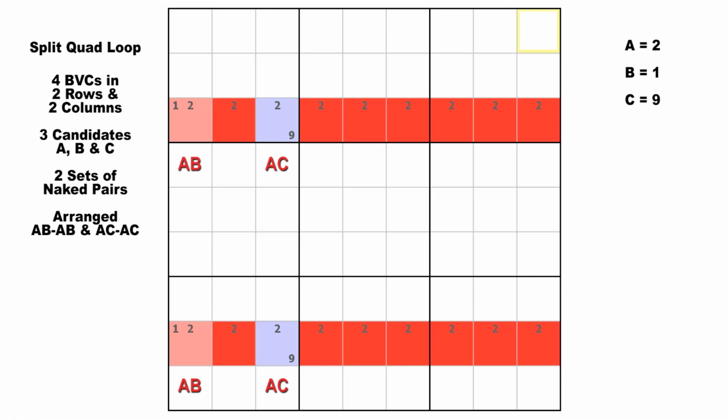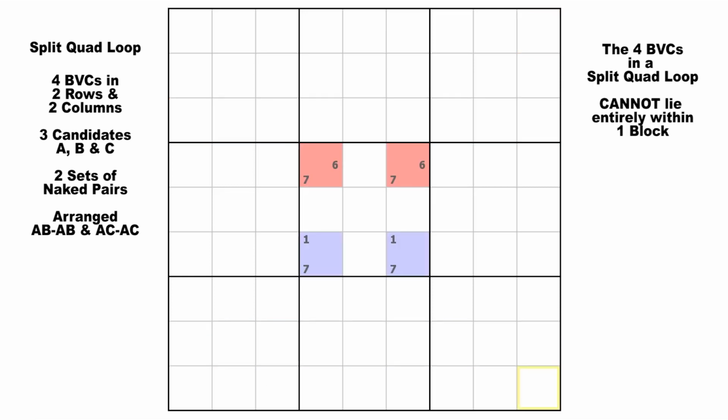But the 4 cells cannot lie entirely within 1 block like this. This situation would be impossible because it would lead to an empty cell. One of those 2 7s in row 4 would have to be true because of that naked pair, and one of the 2 7s in row 6 would have to be true because of that naked pair, and there can't be 2 7s in block 5, so that just can't be.